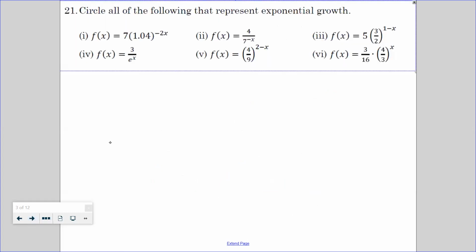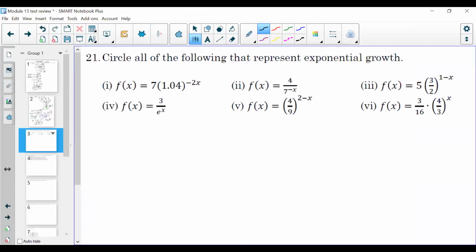All right, number 21 on the homework. On this one, I'm asking you guys to circle all the following that represent an exponential growth. So exponential growth means your b is greater than 1. So I'm going to look at all these and make sure they're in the right form, because remember, I don't want a negative exponent, and I always want the exponent to be in the form x minus h, or even b times x minus h. That's okay too. But really the most important thing here is that you do not have a negative exponent.